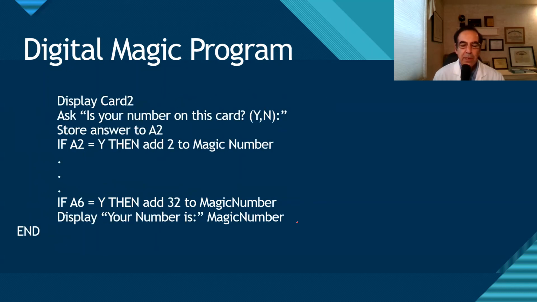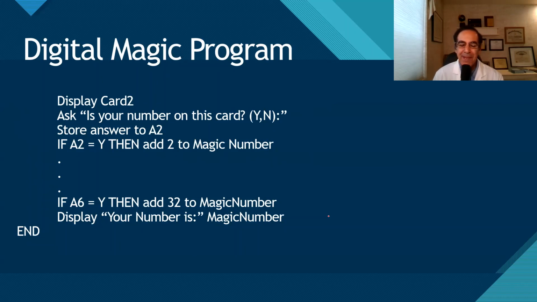So then we're going to display card number 2. We're going to say, is your number on this card on the screen? And the person's going to answer yes or no. And then we're going to store that answer to A2. And then if A2 is equal to yes, then we're going to add 2 to the magic number. And we're going to repeat this for all 6 cards. And when we get to the 6th card, if they say yes, then we're going to add 32 to the magic number. If they say no on any one of the cards, then we're going to skip. We're not going to add anything to the magic number. So at the end, we should have their magic number. And that would be the end of the program.